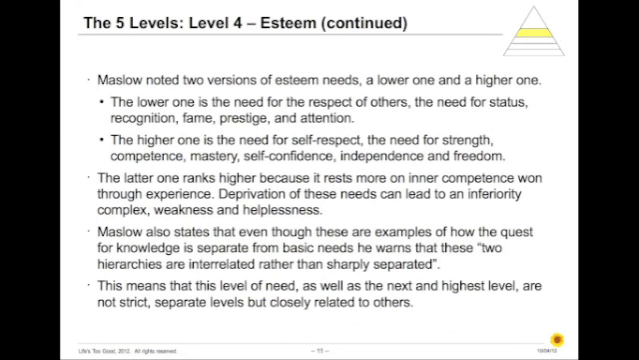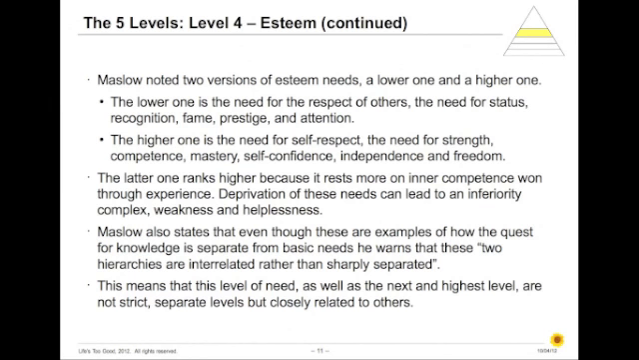Just to continue that notion, Maslow actually talked about two versions of esteem needs, a lower one and a higher one. The lower one is the need for respect of others, and the higher one, you guessed it, is the need for self-respect, so internal respect. The second one is the more important of those because it relies more on inner competence and confidence in your own skin and through experience.